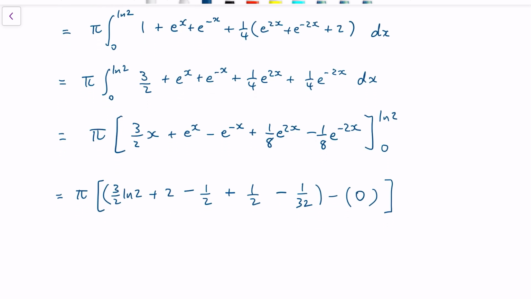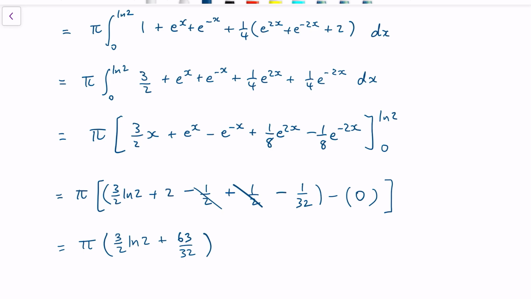Okay, and then if we tidy up all of this stuff, 1.5, or we'll leave it in exact form, how about that? So 2 minus a half plus a half, those cancel. So 2 minus 1 over 32, which comes out to be 63 over 32. So 3 over 2 ln2 plus 63 over 32.